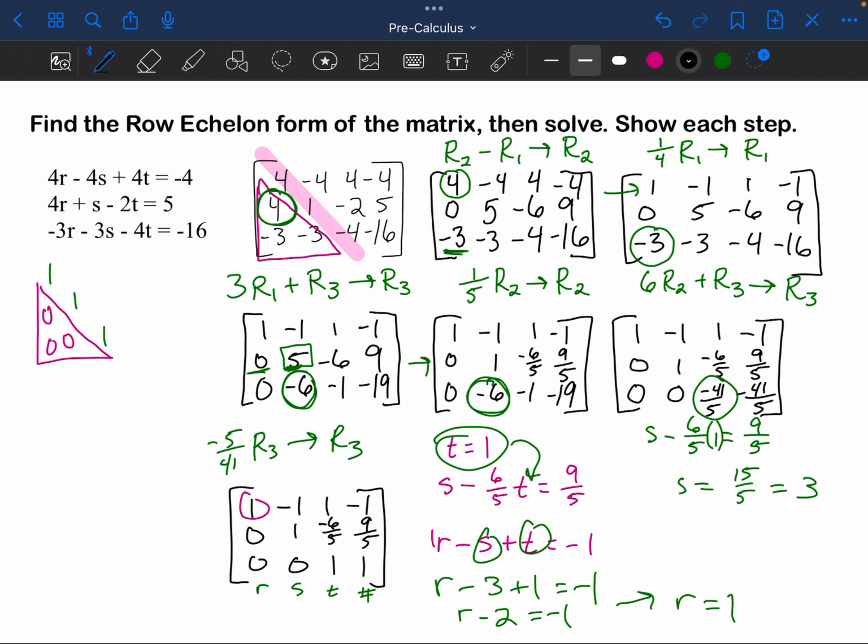Our final answer, I like it when it's written as a coordinate. So R comes first, 1, then S, we got 3, then T, which is 1. And that right there is our solution.